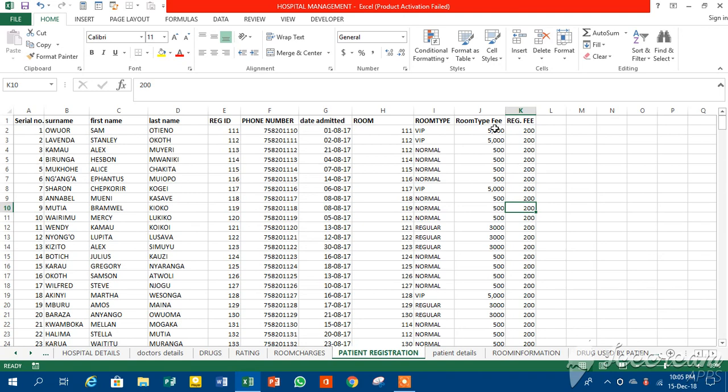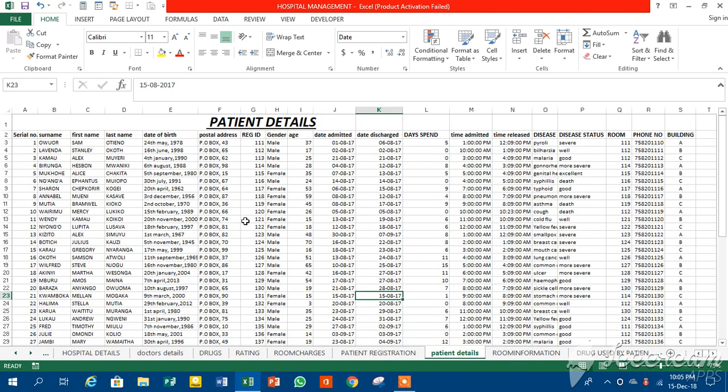For every patient who comes to our clinic or our medical center, in order to be registered, he or she must pay a fee of 200 Kenya shillings so that he or she may be given the registration ID number. From there, we go to our next sheet on patient details.